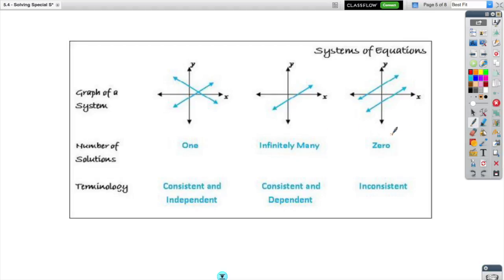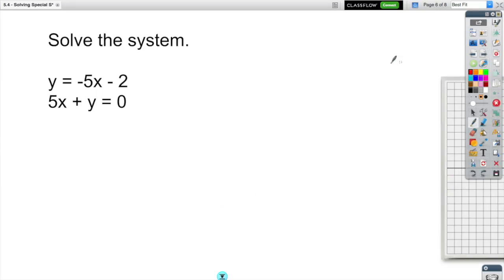Now, what we have to think about, though, is we don't always solve systems by graphing. So when we're doing substitution or elimination, what does it look like then? All right, well, let's take a look at two examples. All right, so here's one system I've got, y equals negative 5x minus 2, and 5x plus y equals 0.